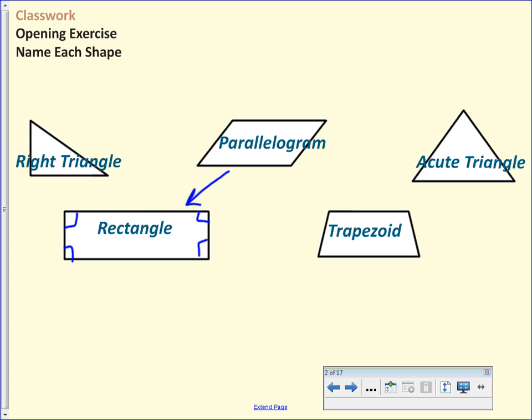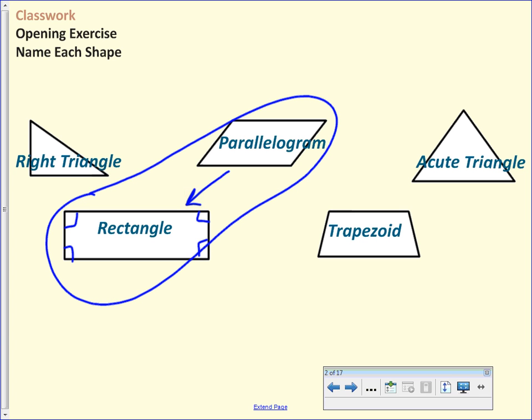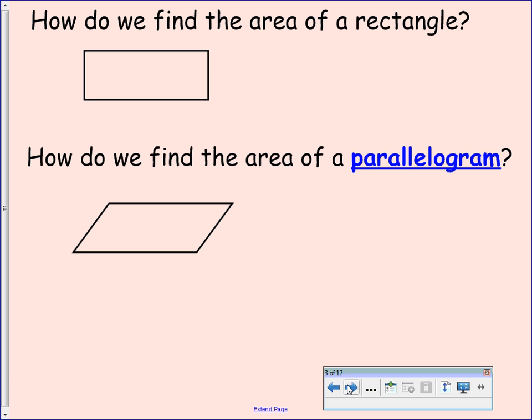Both rectangles and parallelograms have 2 sets of parallel and congruent sides, where the trapezoid only has 1 set of parallel sides. All of the figures on the board are polygons because they have 3 or more straight sides in their closed figures. Okay? So now let's take a look at this. It's not in your notes. We're going to discuss it first, and then we'll try some.